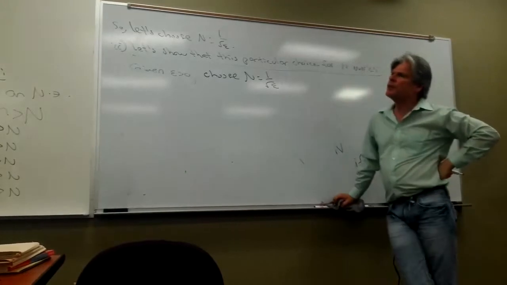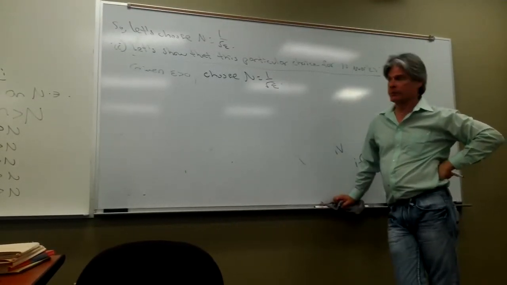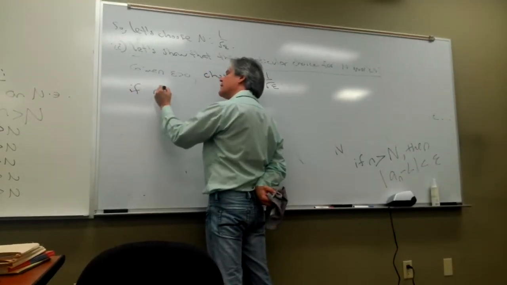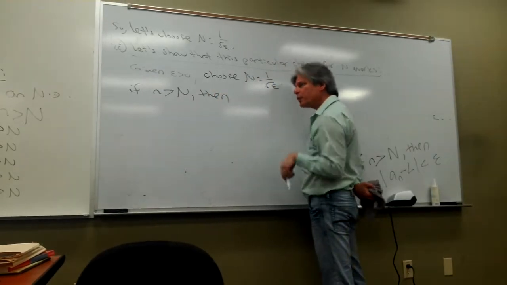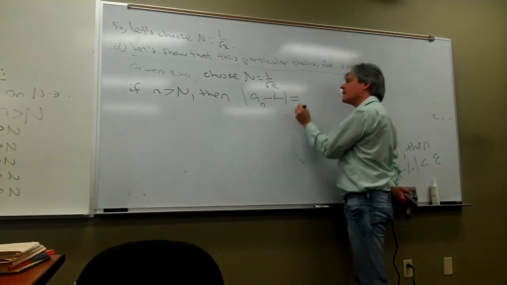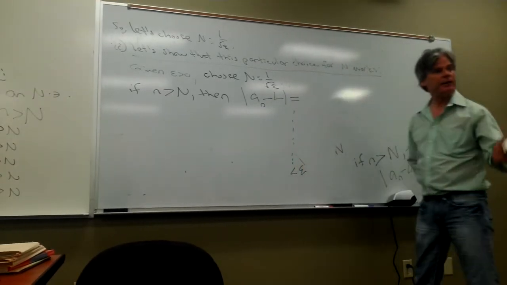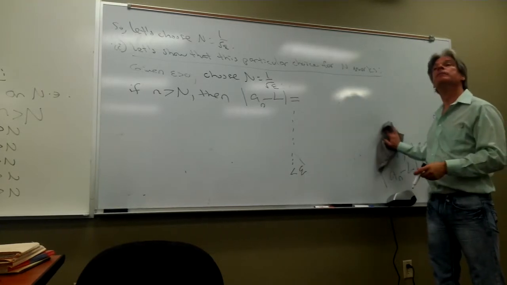Now, if I'm really going to prove the limit of 1 over n squared really is equal to 0, that means this. Making the supposition that little n is at least as big as big N, if I can show you, the reader, that the absolute value of the difference between a sub n and L is eventually less than epsilon, then by definition, I've proven to you that the limit of 1 over n squared is equal to 0.